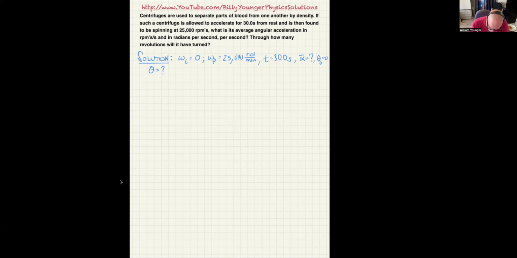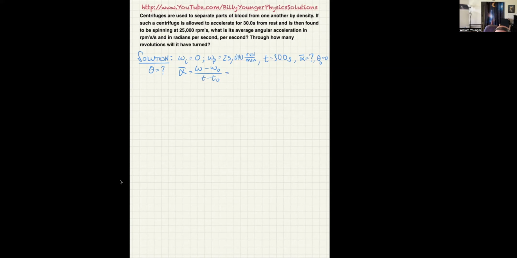We do know an equation that we could use for that, which is the rotational analog of the average acceleration equation. The average linear acceleration equation is v final minus v initial over t final minus t initial, which we normally just call t. So the rotational analog of that is alpha equals omega final minus omega initial divided by t minus t0, and that's our average angular acceleration.